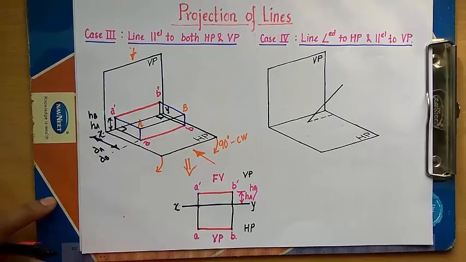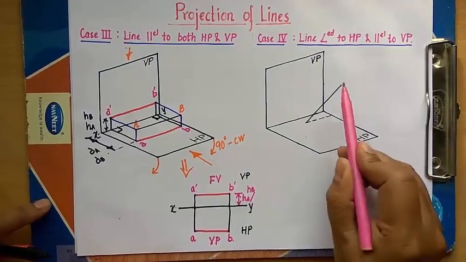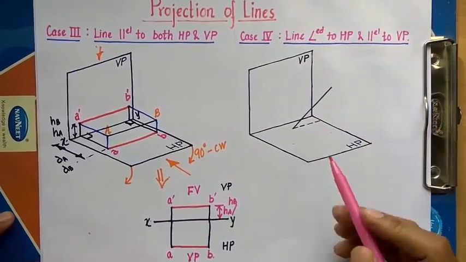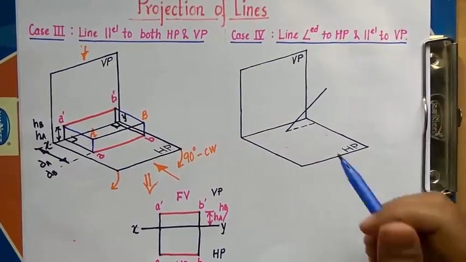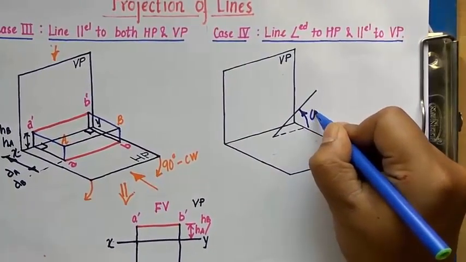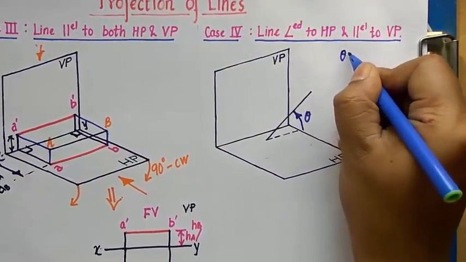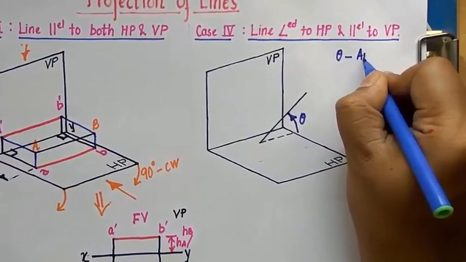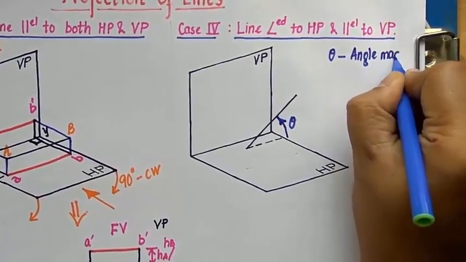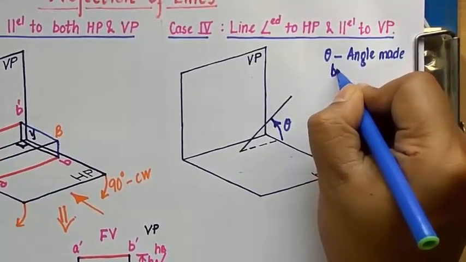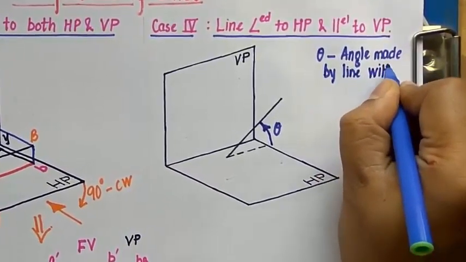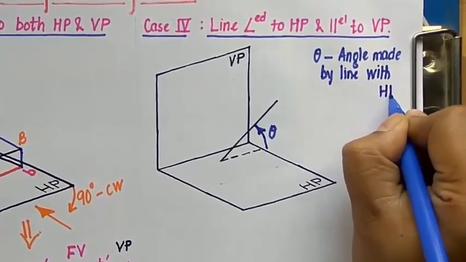Now the next thing that we'll be dealing with is what you call a line inclined to HP and parallel to VP. Okay, so this over here represents a line which is, you can clearly see, inclined to the horizontal plane, let us say by an angle theta. So we'll write a convention. Theta is the angle made by the line with the horizontal plane. So I'll write in short HP.